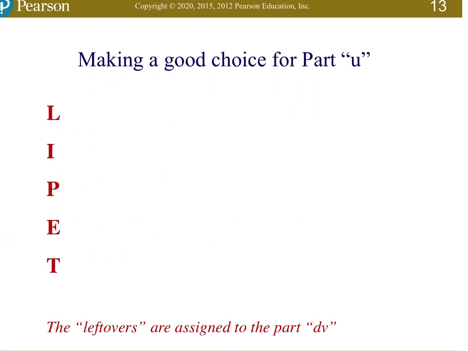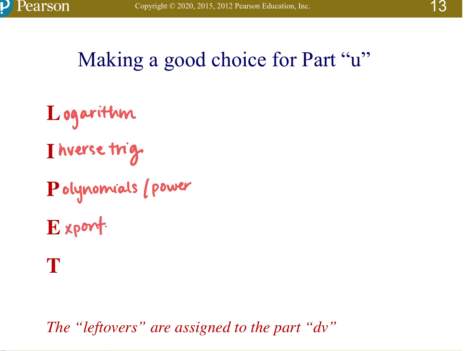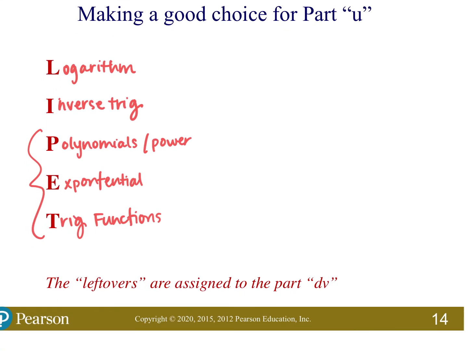And then we talked about the different rules for the LIPET test. So any kind of a logarithm would be your first choice, and an inverse trig would be your second choice. We haven't done any of those yet. That'll be coming on Wednesday. But we did look at polynomials or powers, the exponentials coming next as your next choice. And then trig functions are always last in terms of priority, and we've been working with the PET options for tabular integration. And then the leftovers would be your dv part.